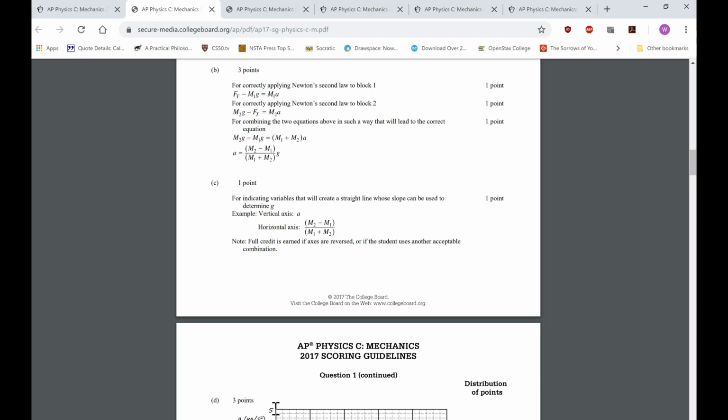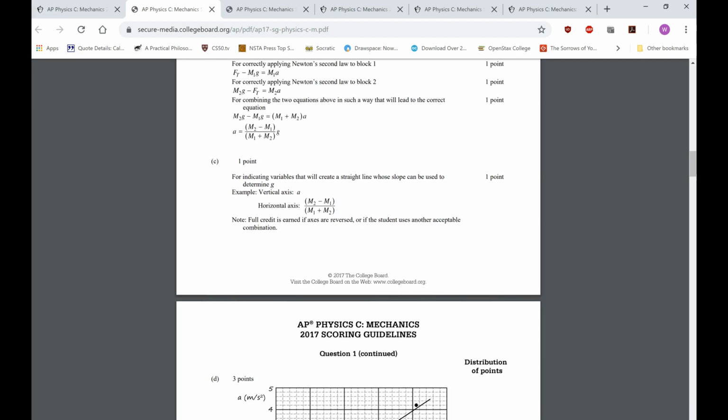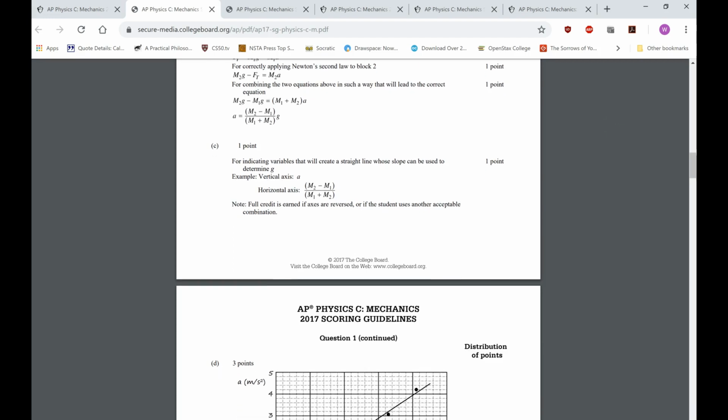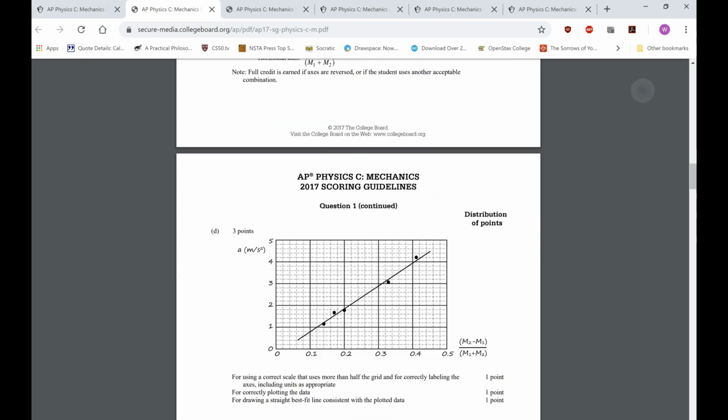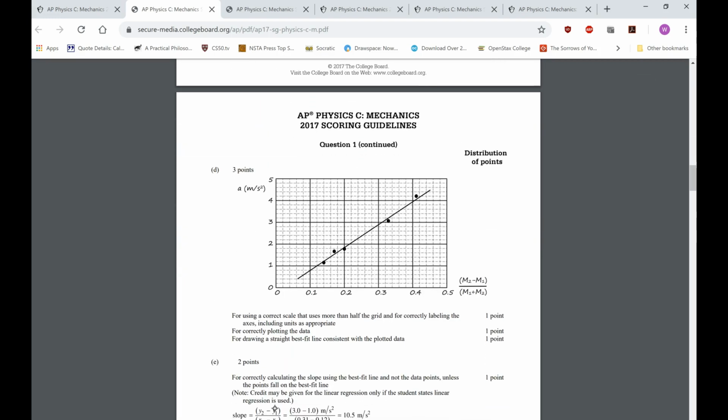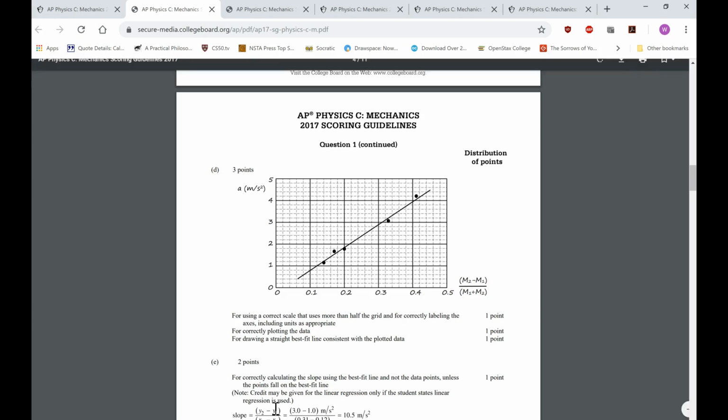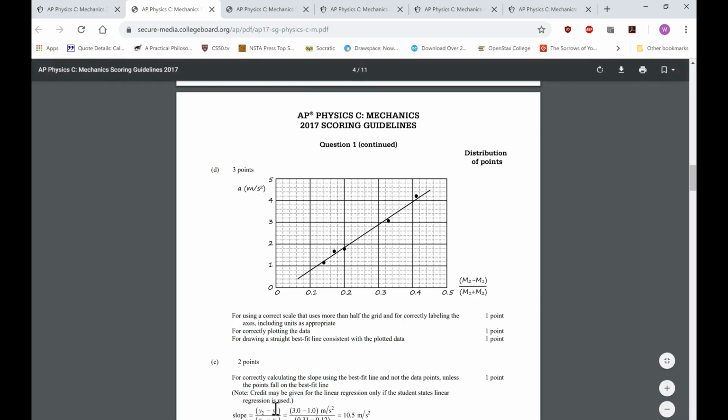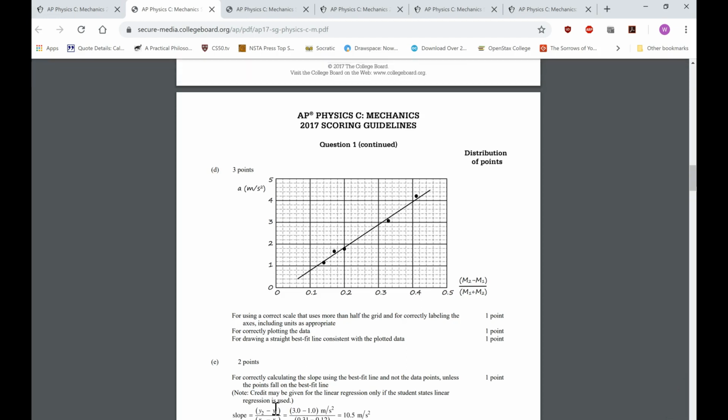So it's really hard to think about what those combinations are for me. Basically, if you did something weird and you want to know if it's right, just send me an email or stop by and we can talk about it. All right, for using a correct scale that uses more than half the grid. So did you use more than half of this paper? If no, you don't get that point. You have to also correctly label the axes, including units as appropriate. So these labels are a point, plus the scale. So I really think that's something that's earnable.